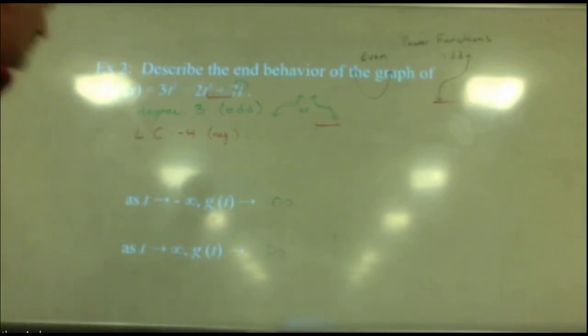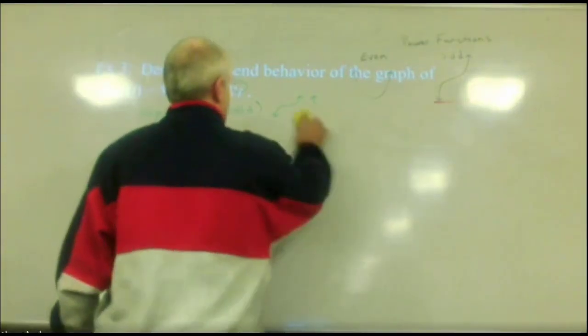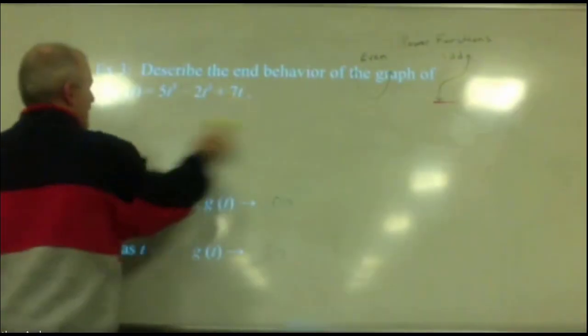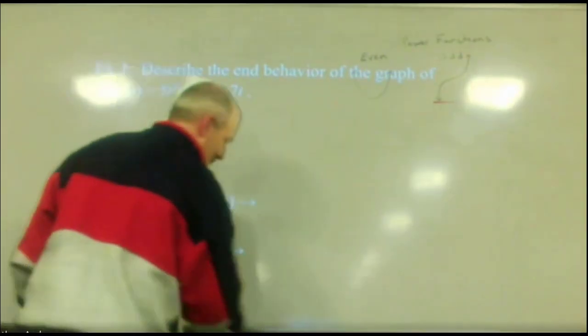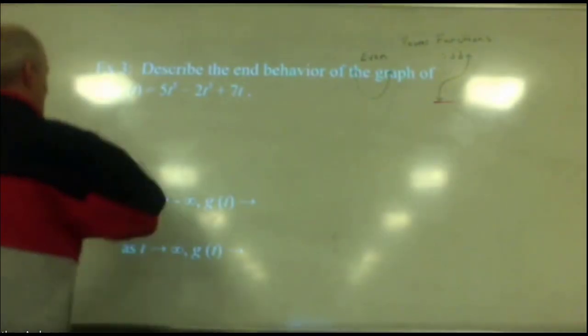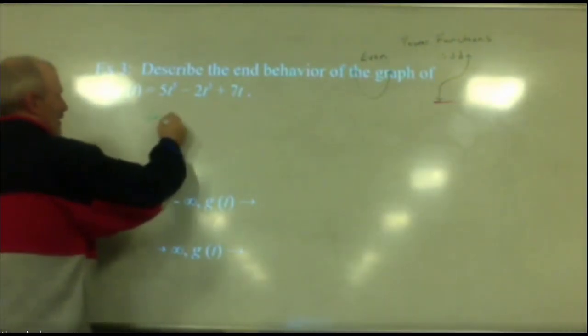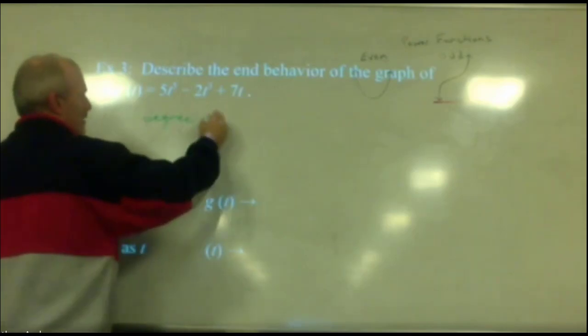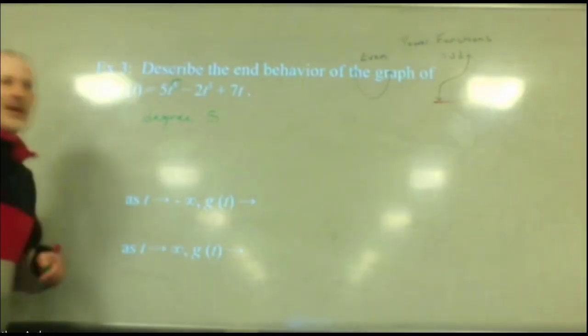Okay, here's the next one. And this is the one that I was nice on, and I put it in the right order for us, so that was nice. And good, and we're going to look at the same two things. The first thing I want to look at is, what is the degree? 5, correct. It's this one right here. And what's important about that 5?